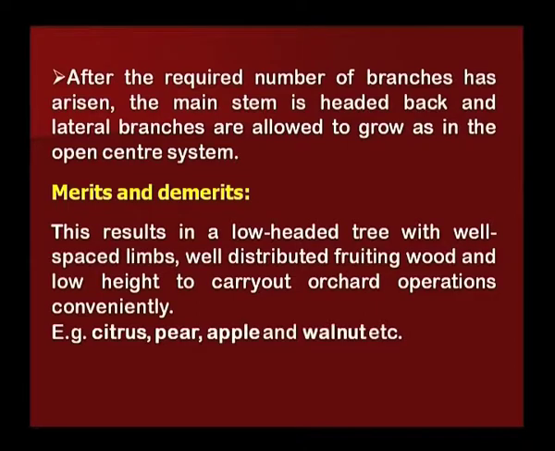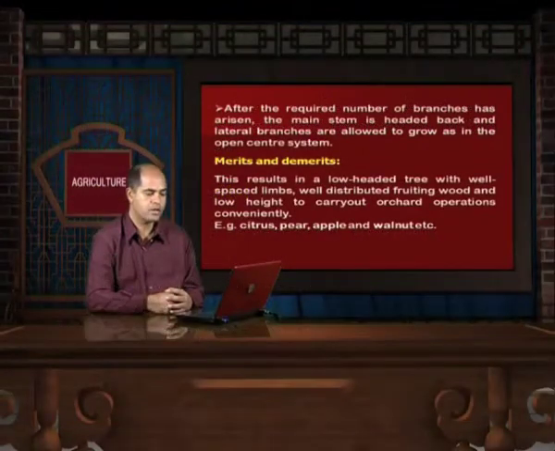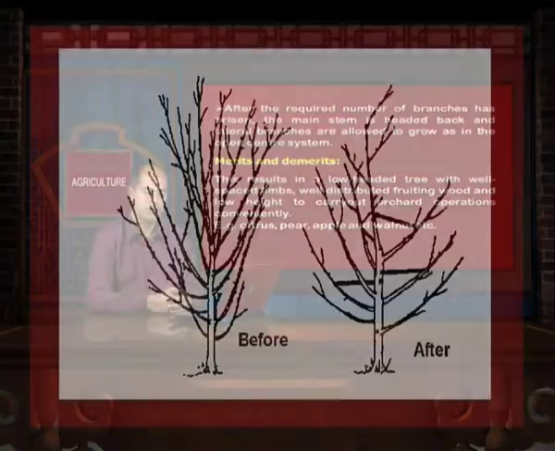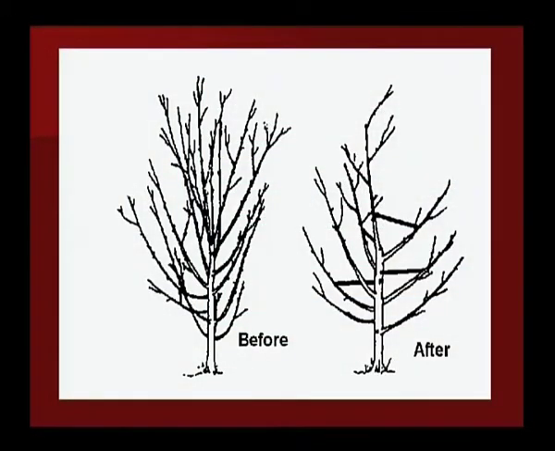The main examples are citrus, pear, apple, and walnut, etc. As you can very clearly see in this picture, the merits of both the systems discussed earlier are very clearly involved in this modified central leader system.